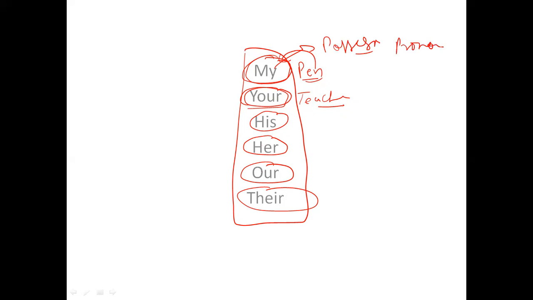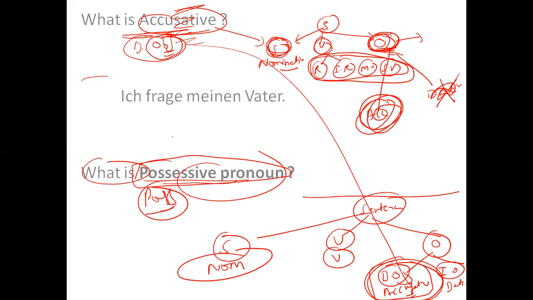So, what is a possessive pronoun? Possessive pronouns are the words which show possession. All these words show possession. Here I was talking about accusative, and you have now understood possessive pronoun. Now, here is one example for you.